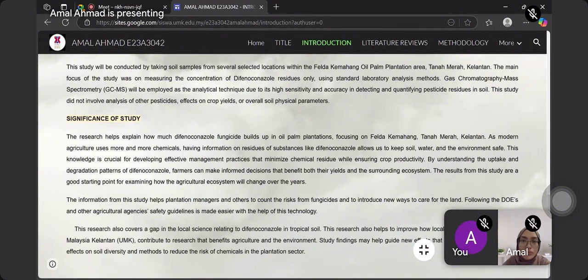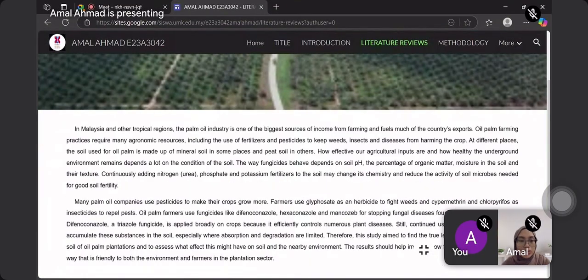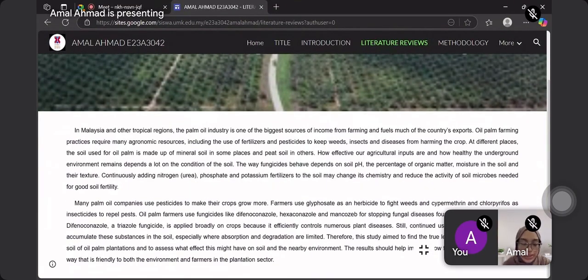So we go through the literature review. The palm oil industry relies on fertilizer and fungicide like difenoconazole, which may harm health and soil health due to accumulation. This study examines its level in plantation soil to promote safer, eco-friendly farming. Next, we go to methodology.